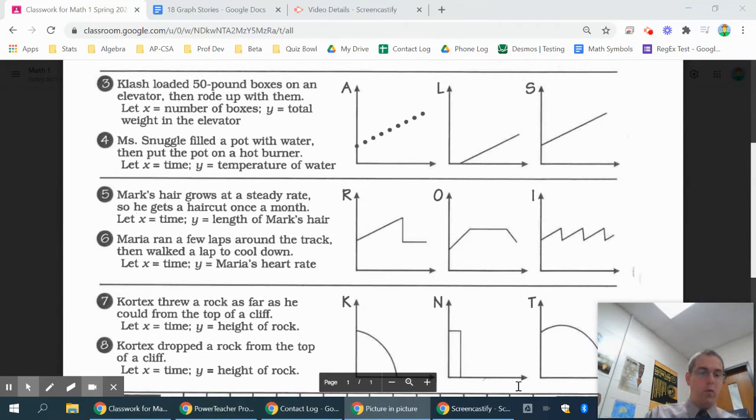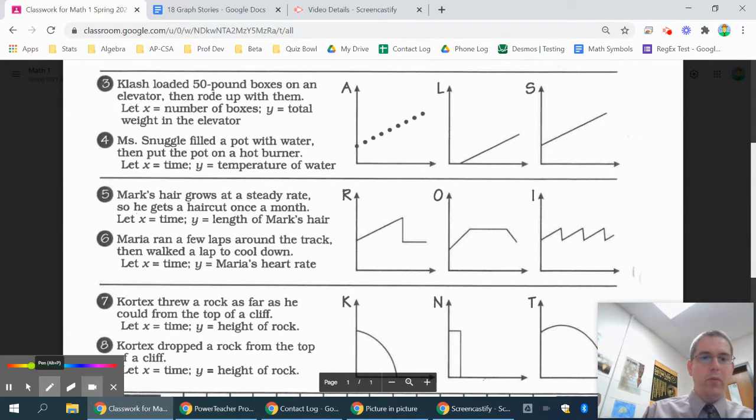Okay, we'll look at a couple more of these together. Number 3, it's saying somebody's loading 50-pound boxes on an elevator and then riding the elevator. And basically this is the boxes and this is the weight. So this is going to be box on this axis. Let me pick a darker color. This is your boxes and this is your weight.